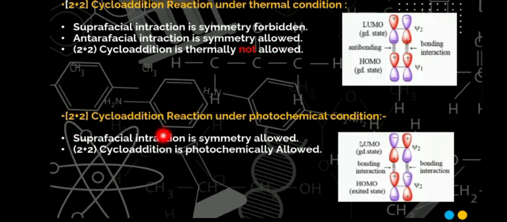While under the photochemical condition, the symmetry of the HOMO of the excited ethylene molecule is the same as the LUMO of the ground state ethylene molecule. So the bond formation that takes place here is suprafacial. So the 2+2 cycloaddition reaction is photochemically allowed.